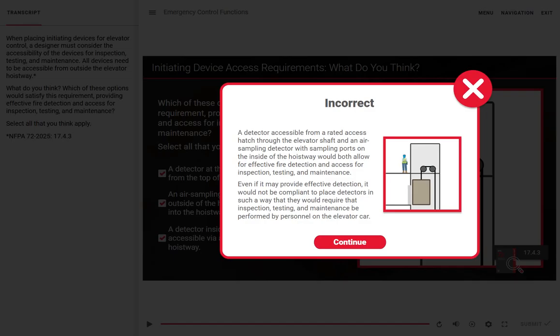Sorry, that's incorrect. A detector accessible from a rated access hatch through the elevator shaft and an air sampling detector with sampling ports on the inside of the hoistway would both allow for effective fire detection and access for inspection, testing, and maintenance. Even if it may provide effective detection, it would not be compliant to place detectors in such a way that they would require that inspection, testing, and maintenance be performed by personnel on the elevator car.